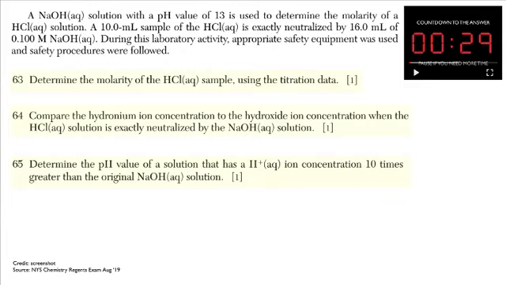I'm going to start a countdown for you to think about these three questions. Please pause the video if you need more time. You're going to be thinking about how to determine the molarity of the hydrochloric acid sample, how to compare the hydronium ion concentration to the hydroxide ion concentration when the HCl is exactly neutralized by the NaOH. And finally, you're going to think about how to determine the pH value of a solution that has an H+ ion concentration that is 10 times greater than the original sodium hydroxide solution. So I'm going to start this timer, pause the video if you need more time.